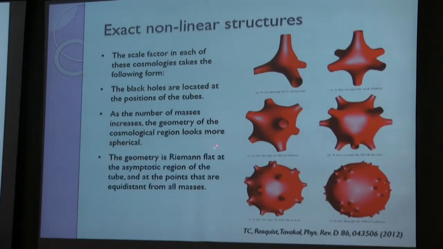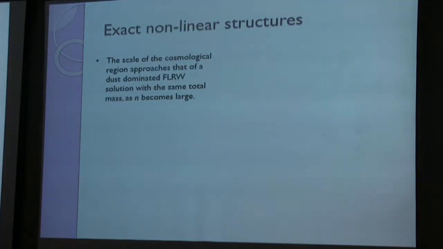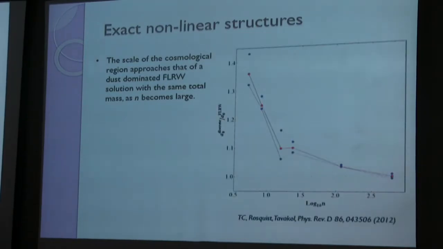The geometry of these spaces is actually Riemann flat at the asymptotic region of the tube, so when you go infinitely far away, and at the points that are equidistant from all of the masses. So if you imagine taking a mass point that's as far away as possible from each of the tubes, then the geometry at that point is Riemann flat. So the scale of the cosmological region approaches that of a dust-dominated FLRW solution as the total number of masses in the universe becomes large.